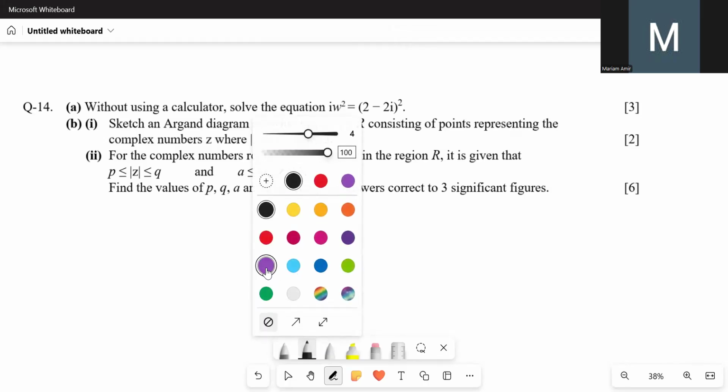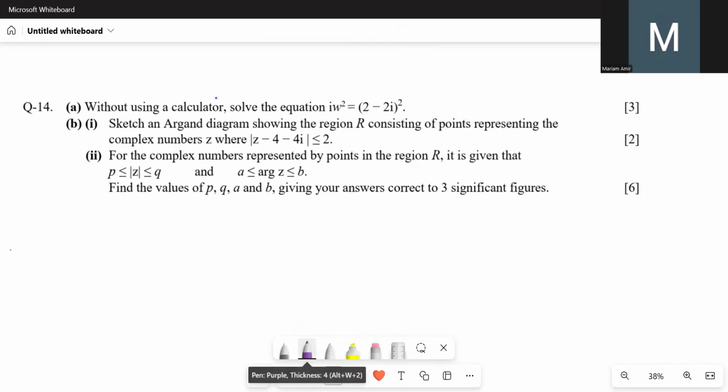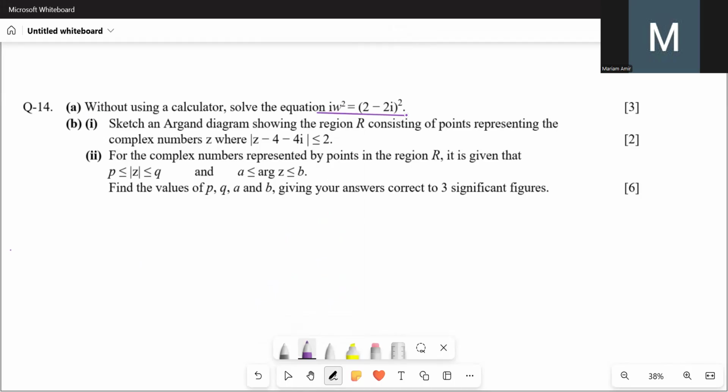All right. So in this question, it says without using a calculator, solve this equation. That means we have to find the value of W. So let's write W squared equals, divide iota here, expand the numerator, we get A squared minus 2AB, that is going to be 8 iota, plus iota, b squared.